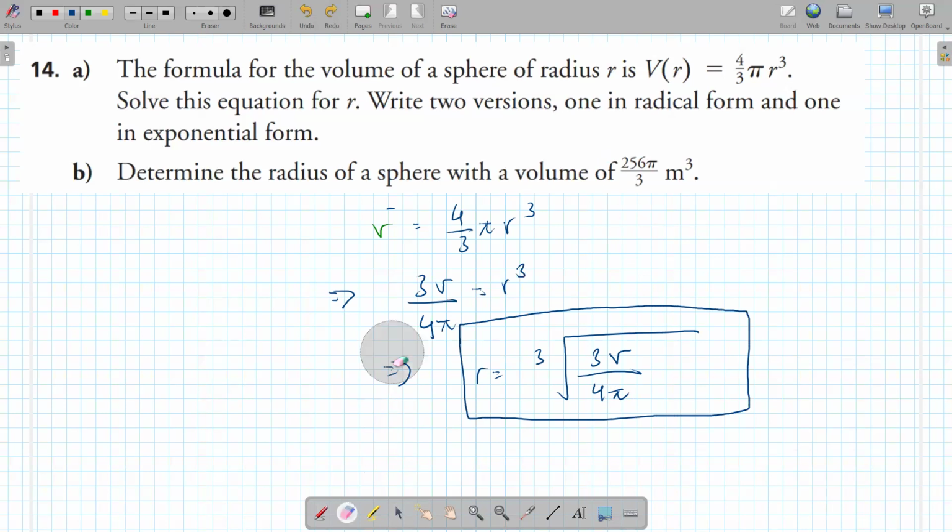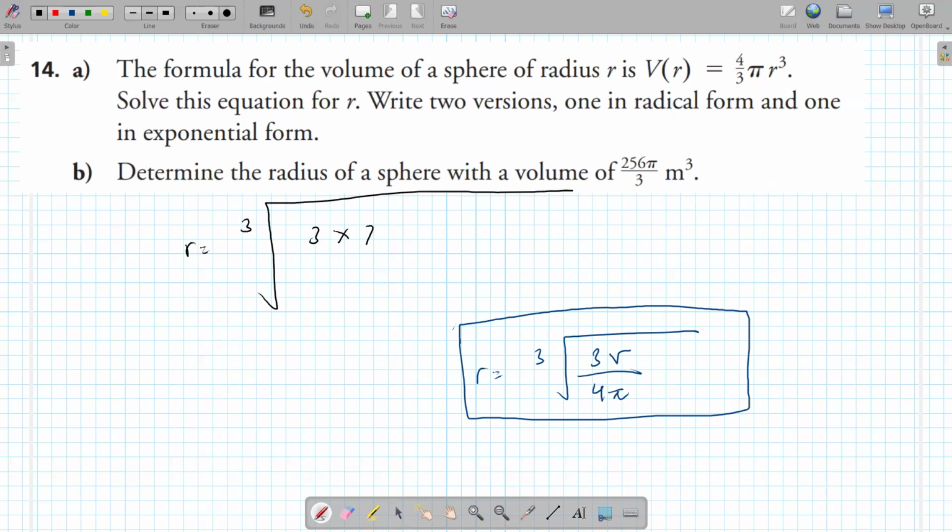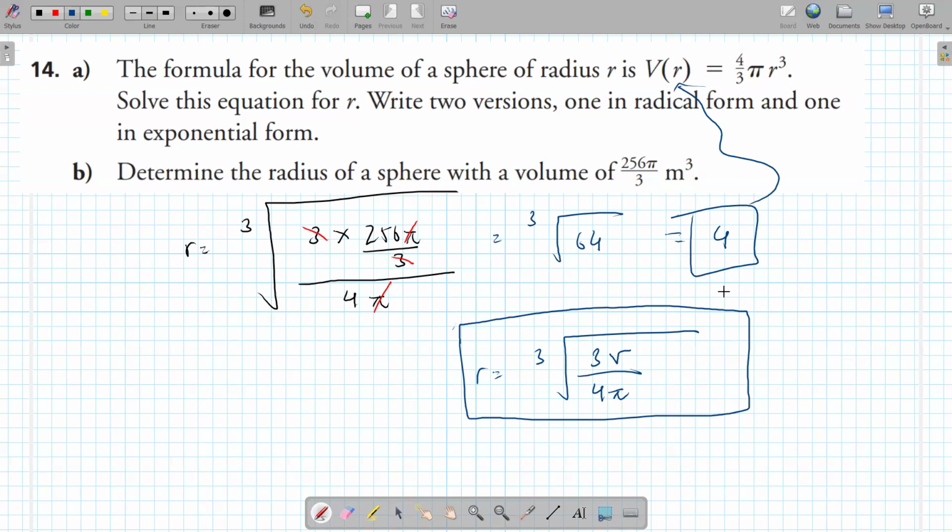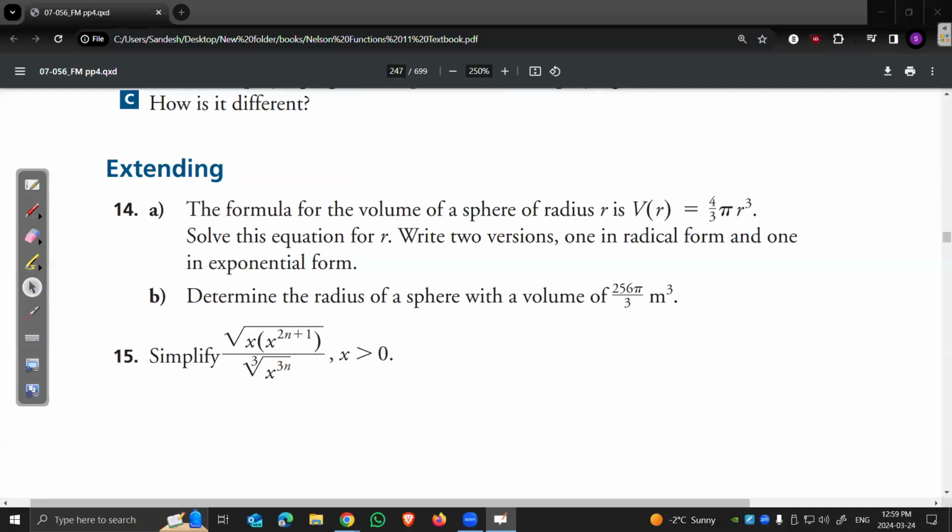So we're going to replace our V with that and let's see if we can solve for our radius. So our radius is the cube root of 3 times the volume, 256 pi over 3, all over 4 pi. Can we cancel out this 3 with this 3? Yes. What about the pi with the pi? Yes. So we're left with the cube root of 256 over 4, which is the cube root of 64, which is a 4. Therefore, the radius of this sphere is 4 meters, and you are done. That's it, right? It's not terrible.